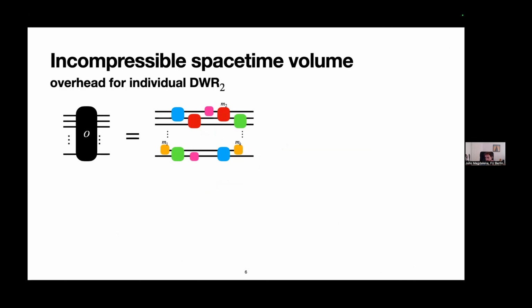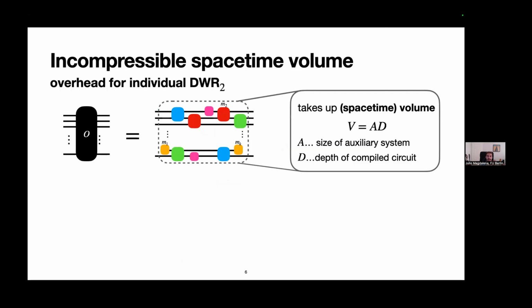So whenever we do such a scheme, the compiled circuit will take up some space-time volume. Roughly, we can give that a number. If we use A auxiliary qubits and the circuit has depth D, we say the space-time volume is A times D. Of course, you can take into account idling times and so on, but it's just a rough quantity to think about the problem.